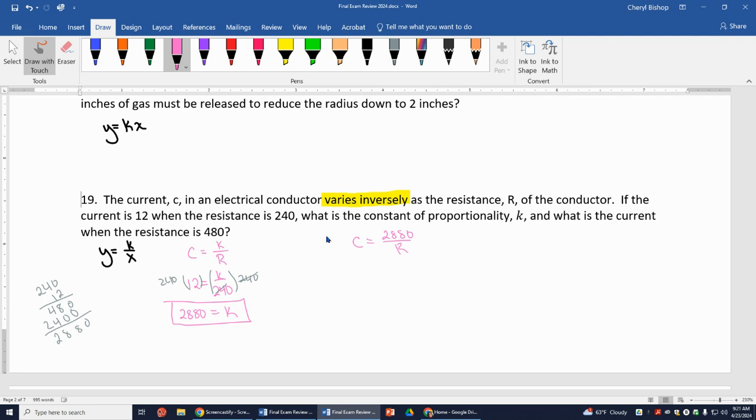What is the current when the resistance is 480? So let's see. I'm going to reduce this fraction. These are both divisible by at least 2. So that's going to be 1440 over 240, and those are both divisible by 12. That's going to be 12 over 2, which is 6. Okay? So the current is going to be 6.